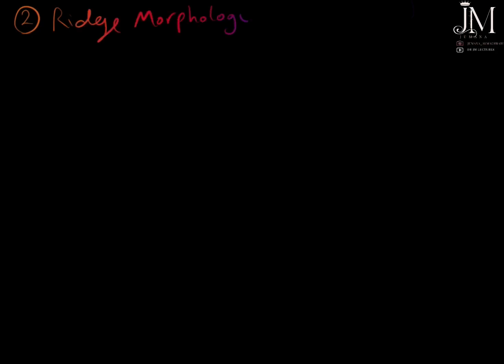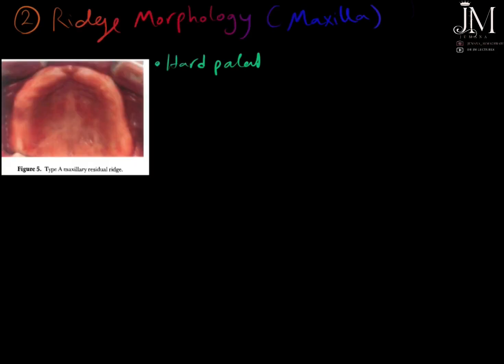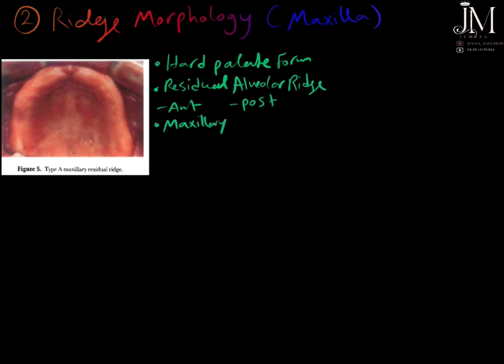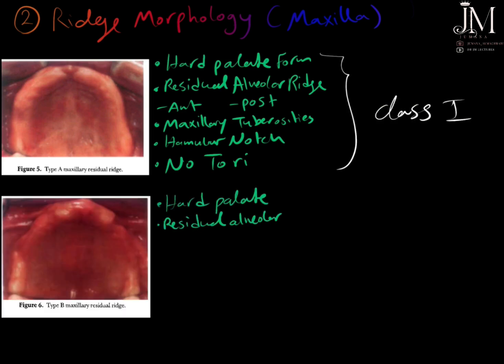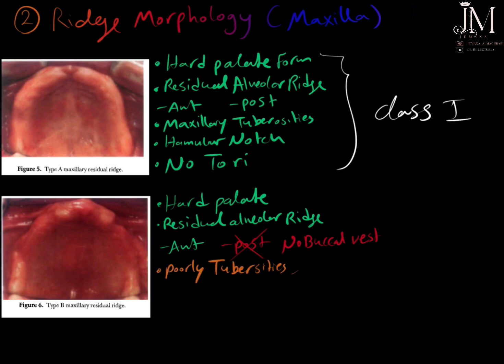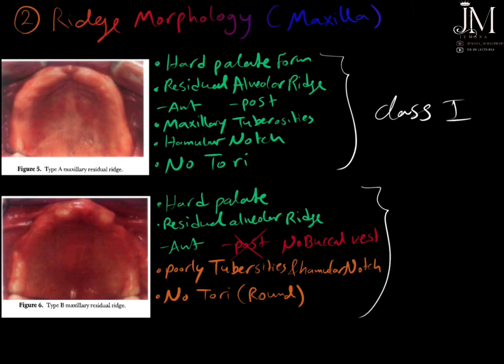The second criterion is ridge morphology of the maxilla. Type A is most favorable: the hard palate morphology, anterior labial and posterior buccal vestibule, and sufficient tuberosity resist vertical and horizontal movement of the denture base. There is a well-defined hamular notch and absence of tori. Consider Class 1. Type B: palatal morphology and anterior vestibule resist vertical and horizontal movement of the denture base. There is loss of posterior buccal vestibule and poorly defined tuberosity and hamular notch. Maxillary tori are rounded and do not affect extension of the denture base.